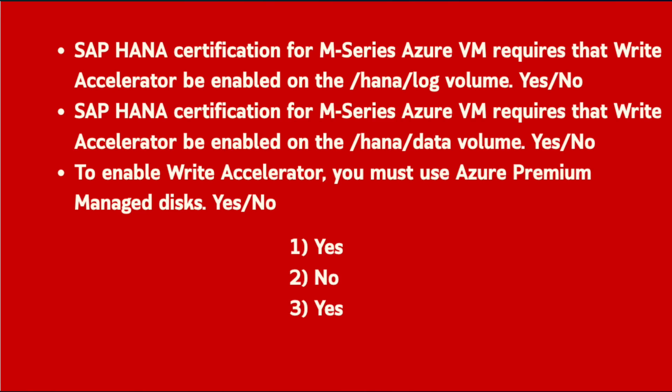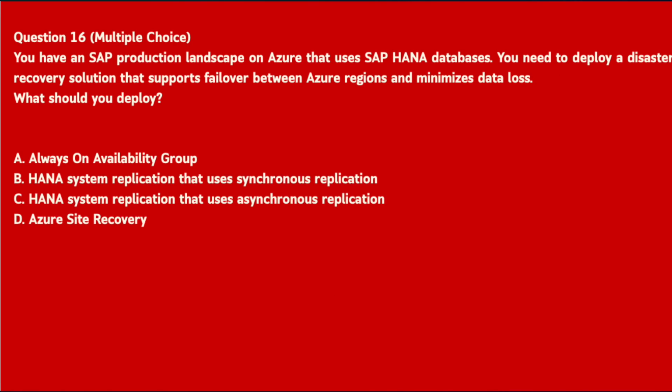You have an SAP production landscape on Azure that uses an SAP HANA database. You need to deploy a disaster recovery solution that supports failover between Azure regions and minimizes data loss. What should you deploy? Options are Always On availability group, HANA system replication that uses synchronous replication, HANA system replication that uses asynchronous replication, or Azure Site Recovery.